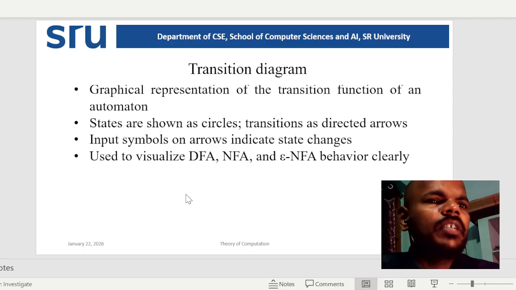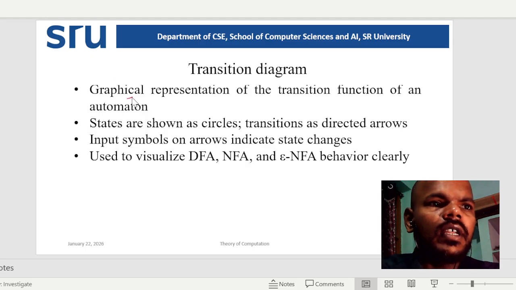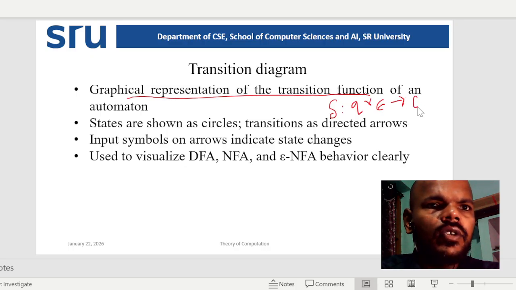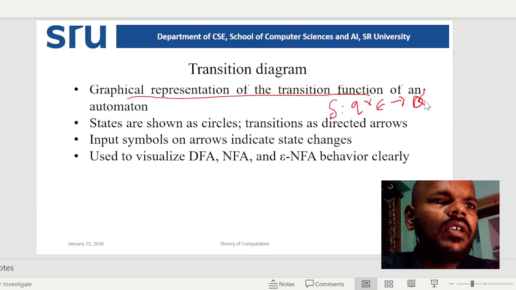So now, the transition table. What is a transition table? First of all, a transition table is a graphical representation of the transition function. What is a transition function? Delta. Delta is a transition function. A state with an input symbol, where the input symbol is epsilon, goes to some other state which is q. It is a transition function.